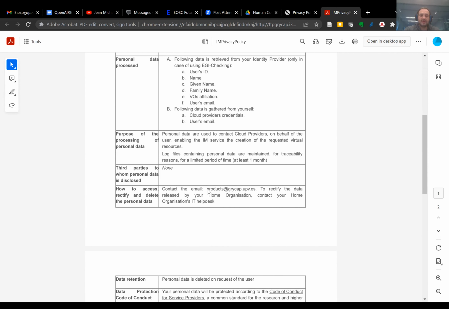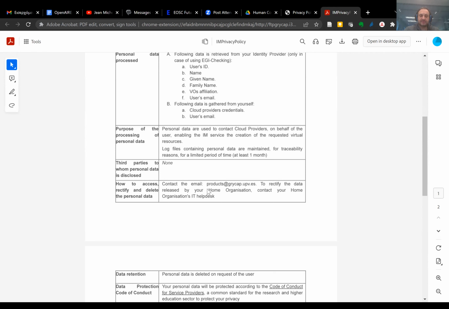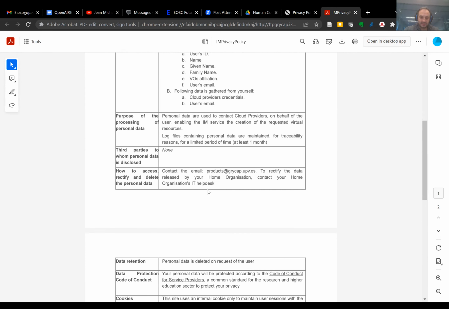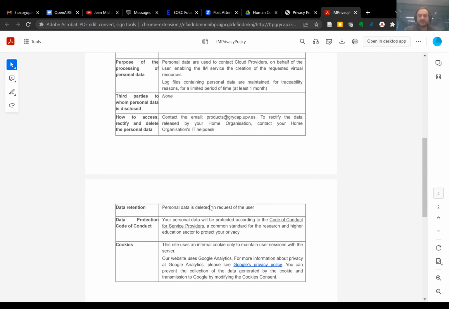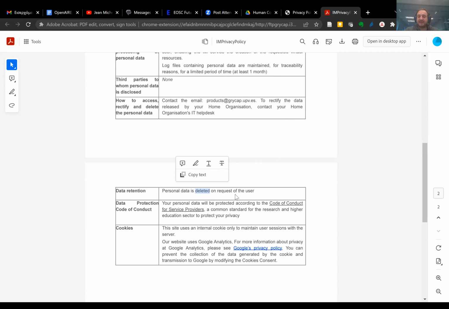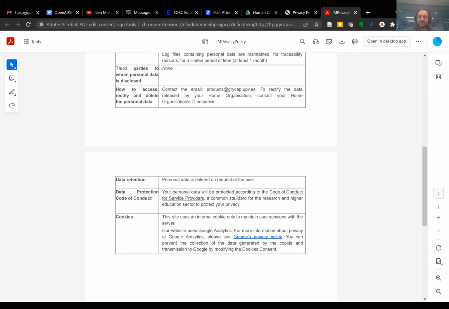Okay, how to access, rectify. Same thing. Data retention for the rest of the personal data, other than the log files: you should be explicit that they are retained for as long as the service runs, or upon request by the user. By the way, you need to explain the implications. So if they are deleted, what does it mean for the service? Can it be provided to them anymore?